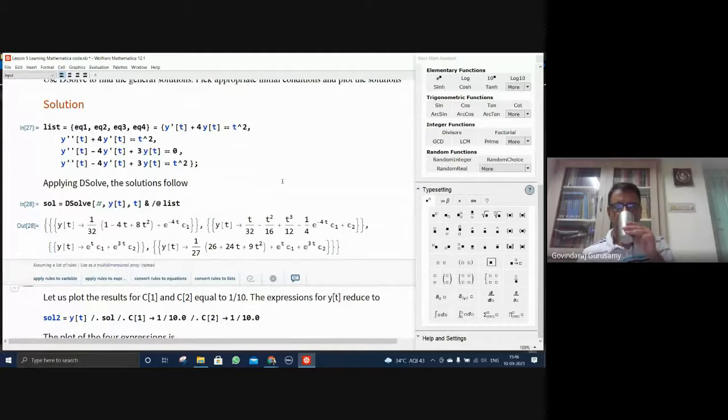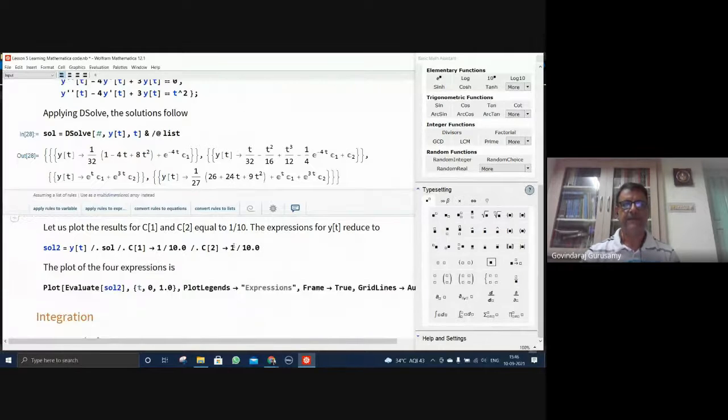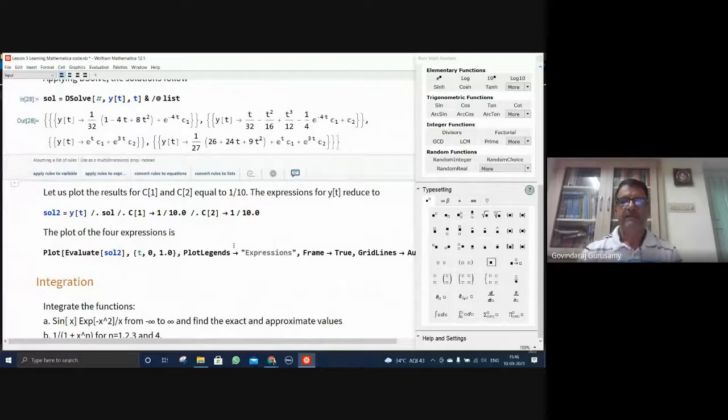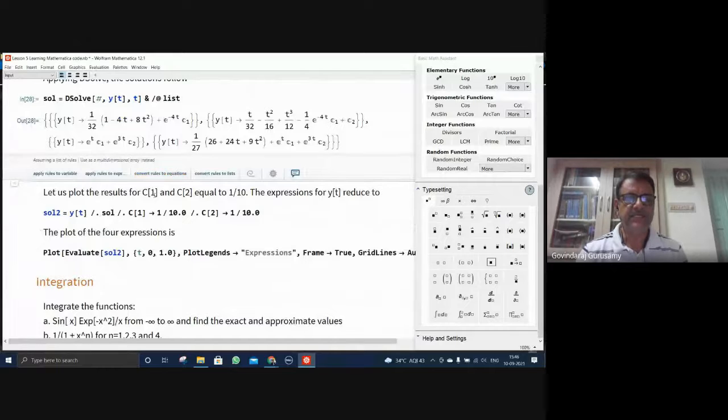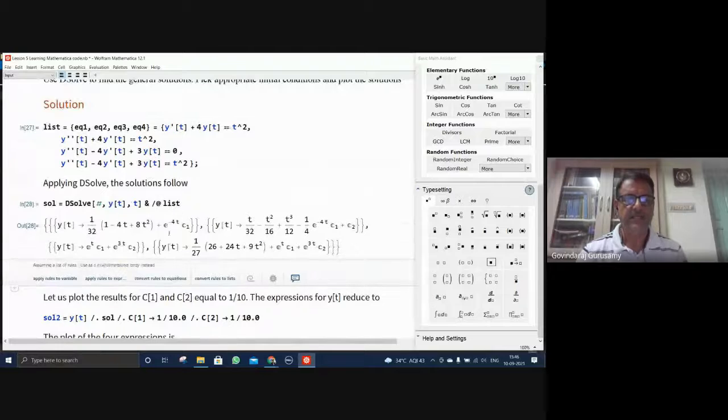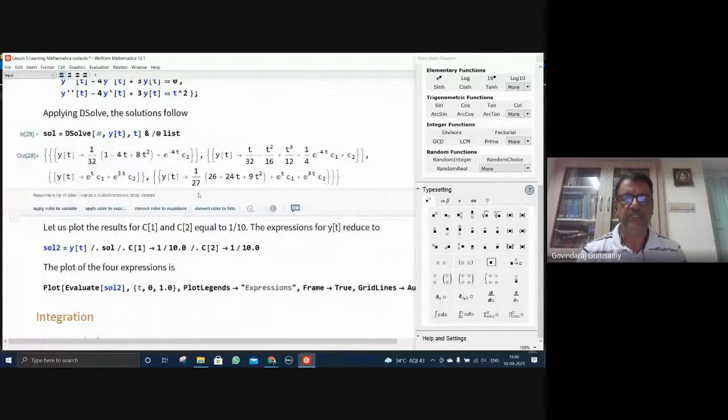You have a solution now? First equation, second equation, third equation. Of course, for the first order, one constant will be there. Second order means 2 constants will be there. Let us put the result C1 and C2 equal to 1 by 10, which means all the constants are taken as 1 by 10, C1 and C2, for each one of the equations.